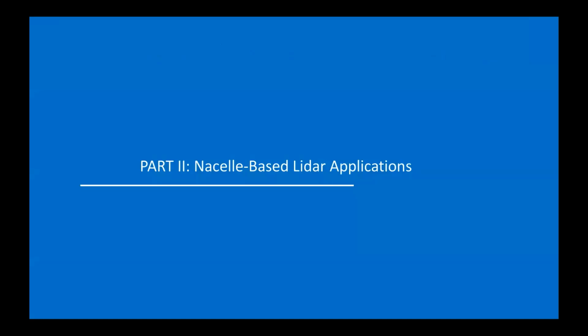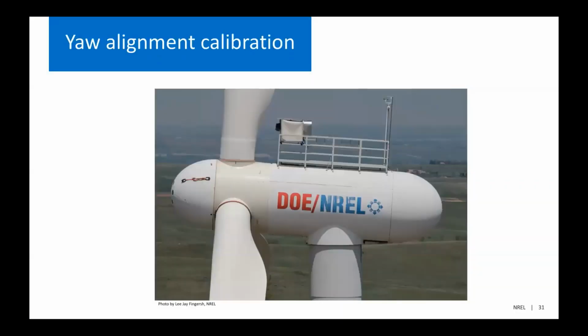Okay, so with that, we'll go into part 2 now, talking about applications of nacelle-based LiDAR. So the first application is the yaw alignment calibration.